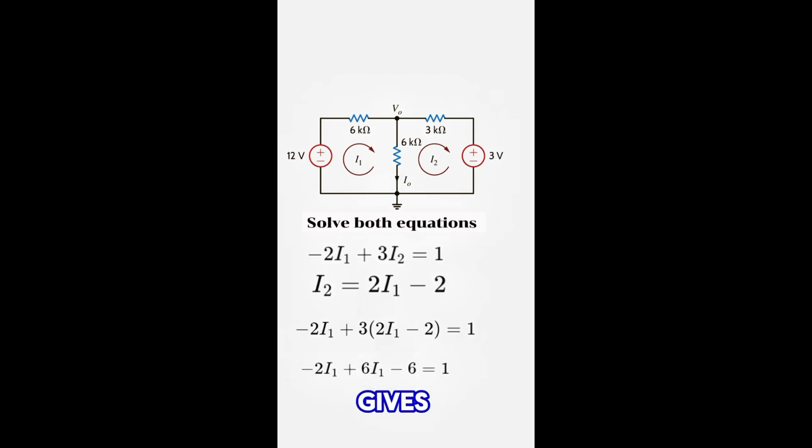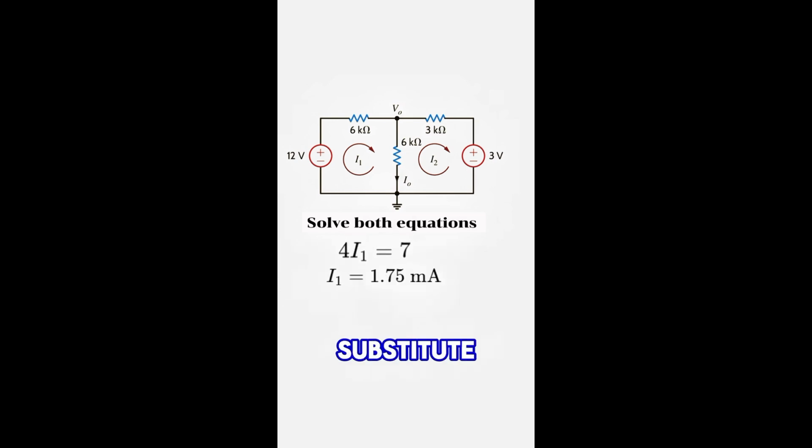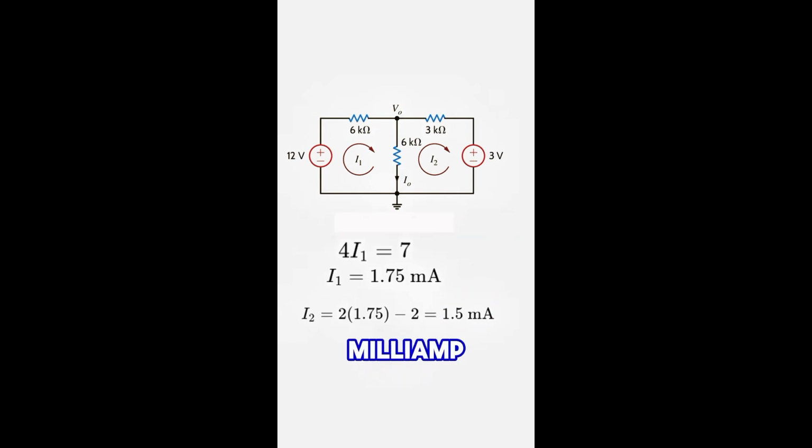That gives negative 2·I1 plus 6·I1 minus 6 equals 1. 4I1 equals 7, so I1 equals 1.75 milliamp. Now substitute back. I2 equals 2 times 1.75 minus 2, so I2 equals 1.5 milliamp.